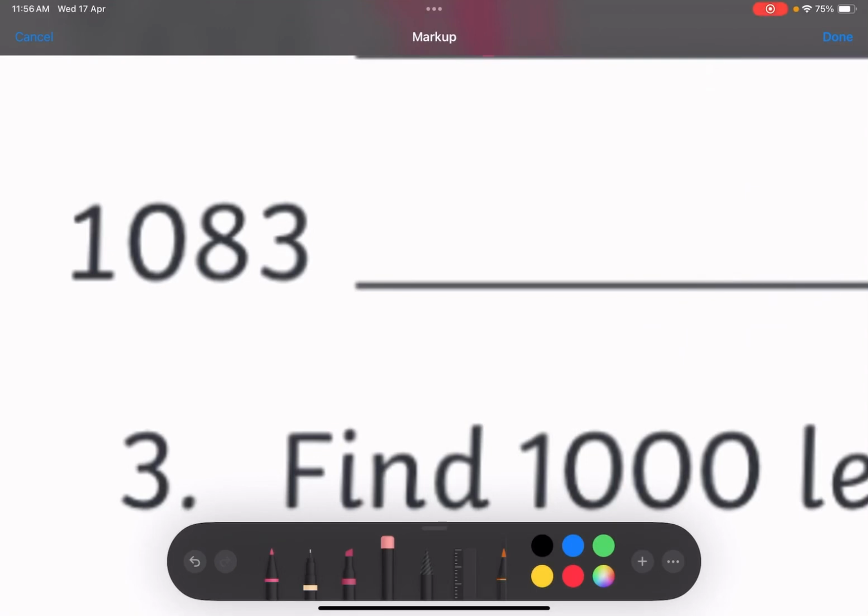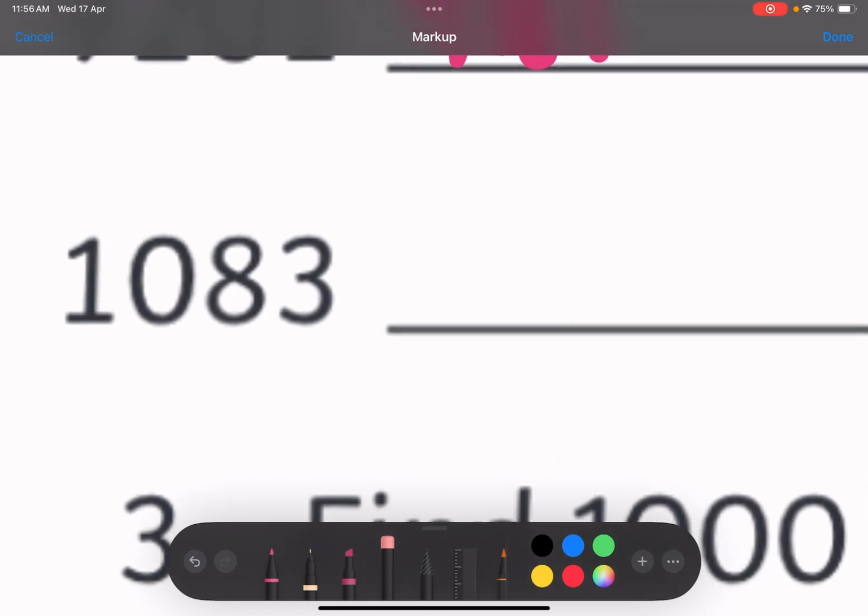So I don't really normally do this, but right now I'm going to teach you something about math.